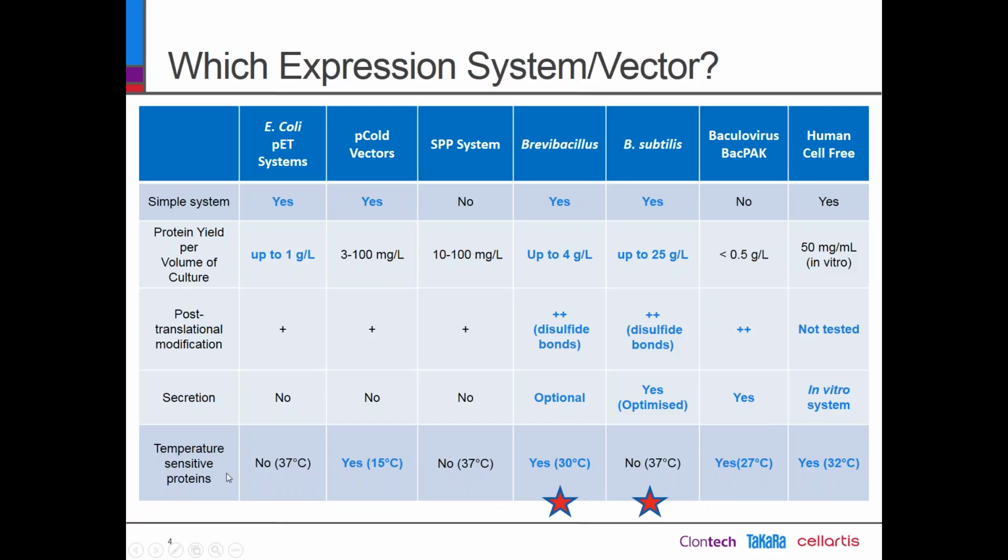Another interesting point is the temperature of expression. So sometimes it can help lowering the temperature of your expression. This can stabilize proteins that have problems with higher temperatures. So E. coli generally is grown at 37 degrees, which is quite a high temperature. So this can lead to some problems. And if you need to express proteins in bacteria but want to go to a low temperature, then the P. cold vectors, that's also where the name, of course, comes from, they are perfect.